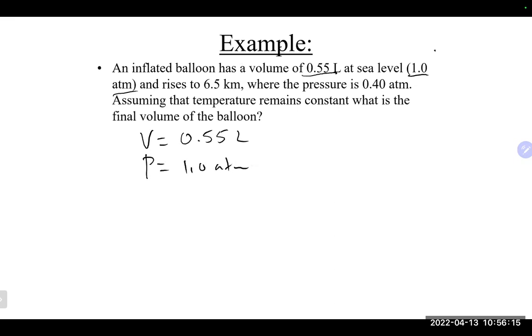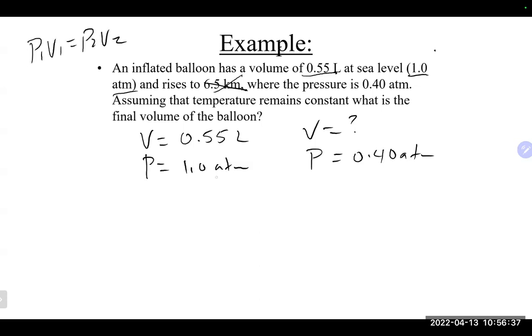It rises to 6.5 kilometers, which is useless information. And it goes to a pressure that is 0.4 atmospheres. And we are looking for a volume here. So again, if you weren't sure, you could see Boyle's Law right there by just labeling everything. And obviously we would be using P1V1 equals P2V2.